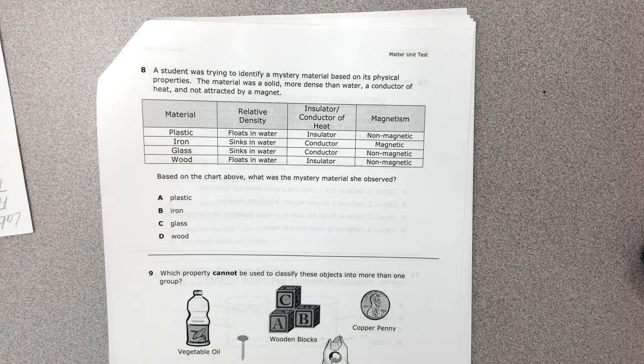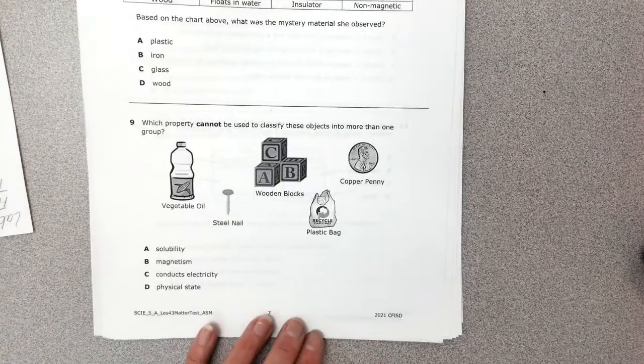Plastic floats in water, insulator, non-magnetic. Iron sinks in water, conductor, magnetic. Glass sinks in water, conductor, non-magnetic. Wood floats in water, insulator, non-magnetic. Based on the chart above, what was the mystery material she observed? A. Plastic, B. Iron, C. Glass, D. Wood.